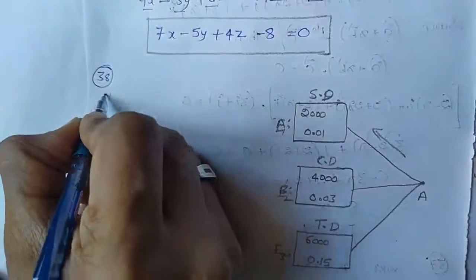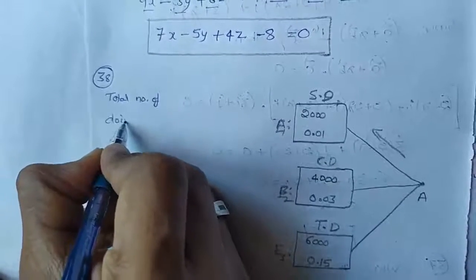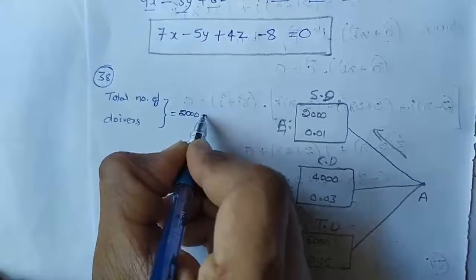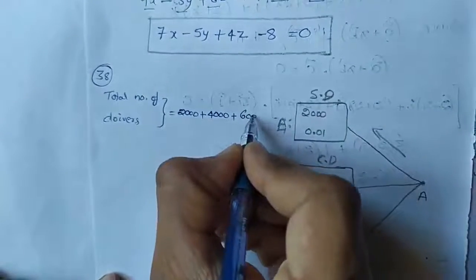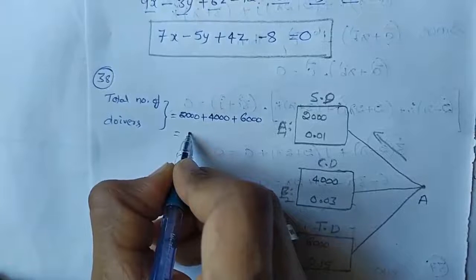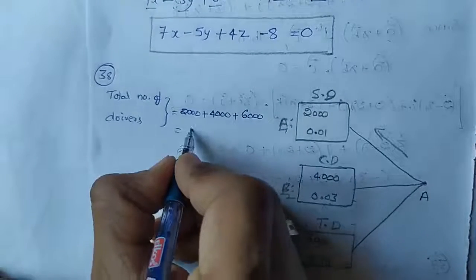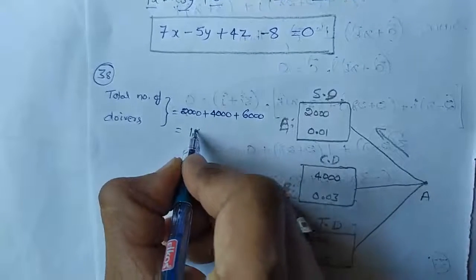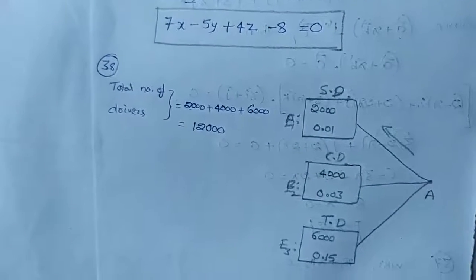So first, total number of drivers. How many drivers are there? 2,000 scooter drivers plus 4,000 car drivers plus 6,000 truck drivers. Totally we have 2,000 plus 4,000 is 6,000. 6,000 plus 6,000 is 12,000. So 12,000 drivers we have.